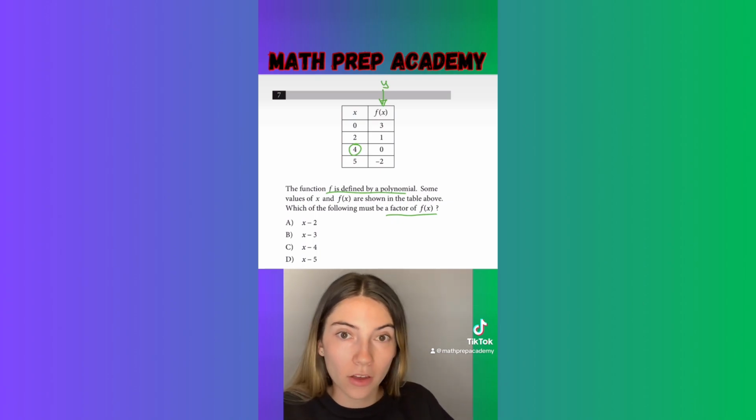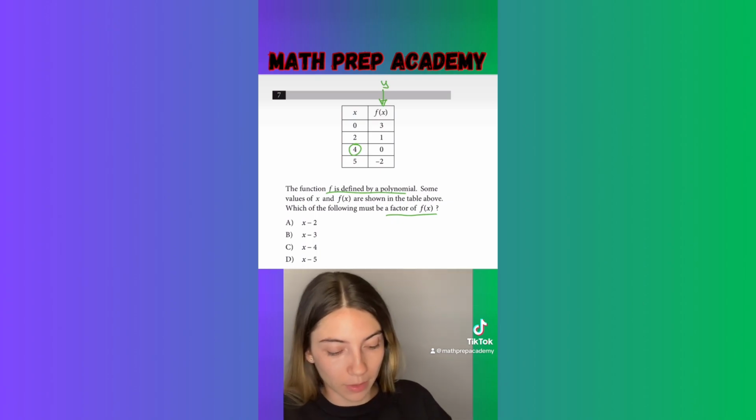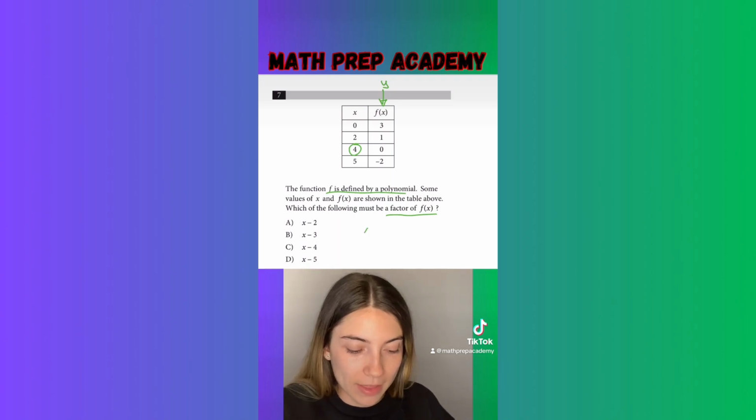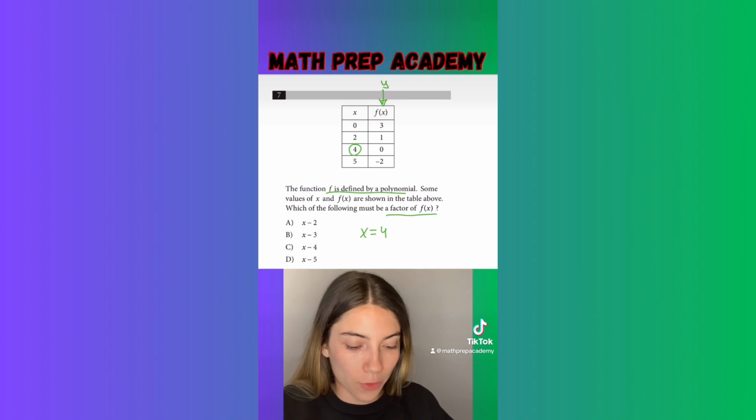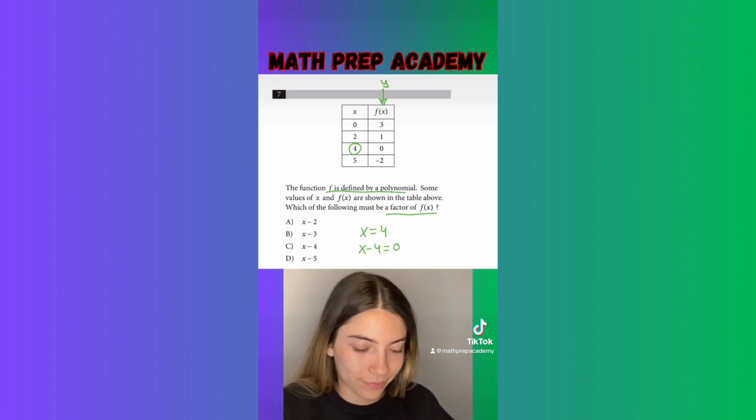But as you can see, all our answers are x minus something, okay? That is because the x is equal to 4. So what is the factor? Well, if you move the 4 to the other side, you get that x minus 4 is equal to 0. So our answer is right here.